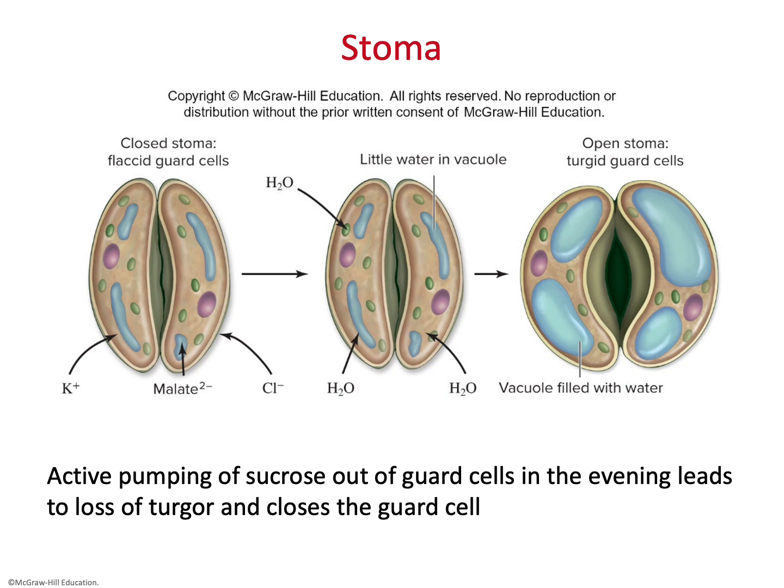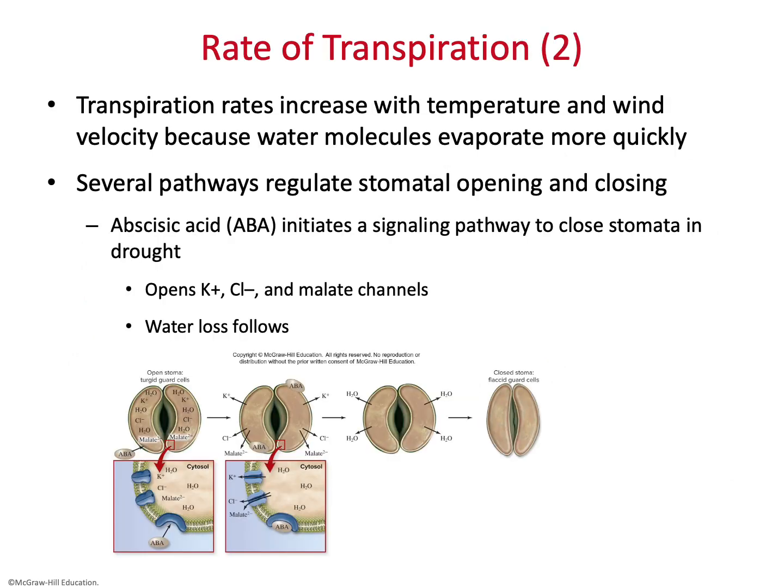So when they produce sucrose, the active pumping of sucrose out of the guard cells leads them to lose their turgor and close up the stomata, usually in the evening. Environmental factors can affect the rate of transpiration. Transpiration rates increase with temperature and wind velocity, due to the rapid rate of water evaporation.